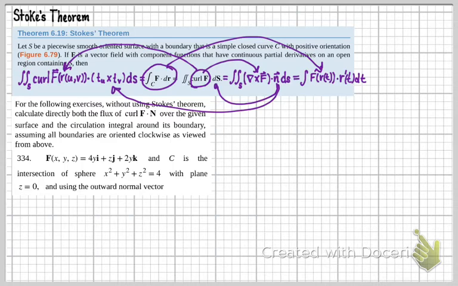where now we're talking about vector fields on surfaces in three dimensions instead of just two. Now, if you look below here, this says for the following exercises without using Stokes' theorem, calculate directly both the flux of curl F dot n over the given surface and the circulation integral around its boundary, assuming all boundaries are oriented clockwise as viewed from above. So this number 334 here says F(x,y,z) equals 4y i plus z j plus 2y k, and C is the intersection of the sphere with the plane z equals 0, and using the outward normal vector.